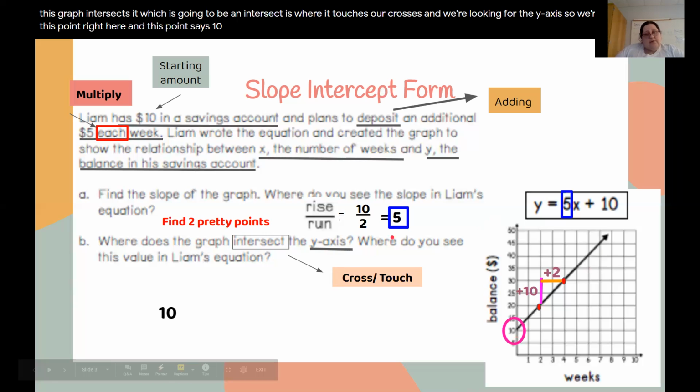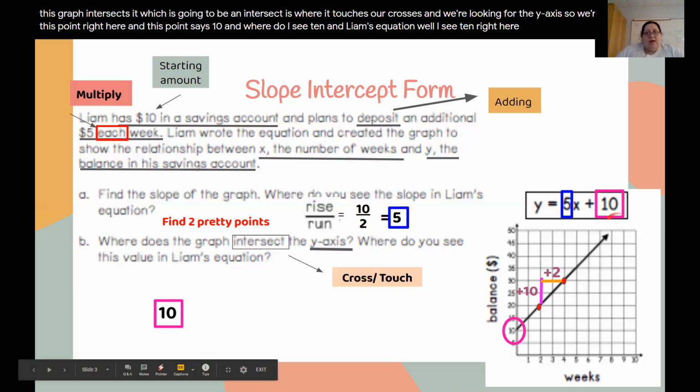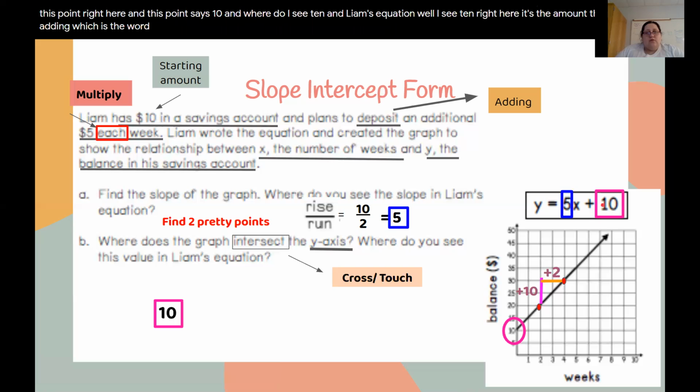And where do I see 10 in Liam's equation? Well, I see 10 right here. It's the amount that we're adding, which is the word deposit, to our initial value, which is the 10. So we add our initial amount, which is 10, to the $5 each week that we save. So I found the key parts to this also by reading the equation.